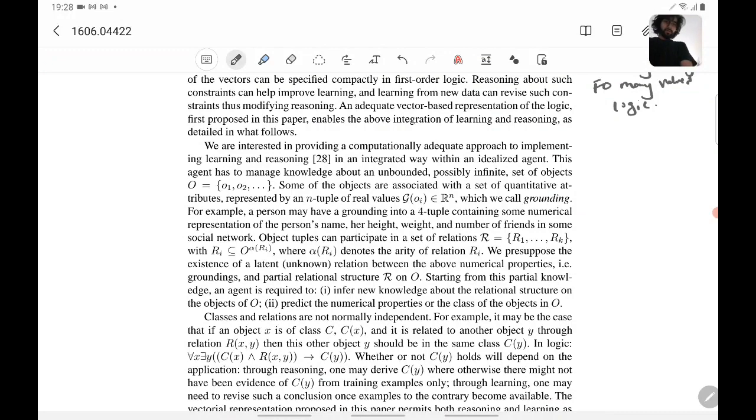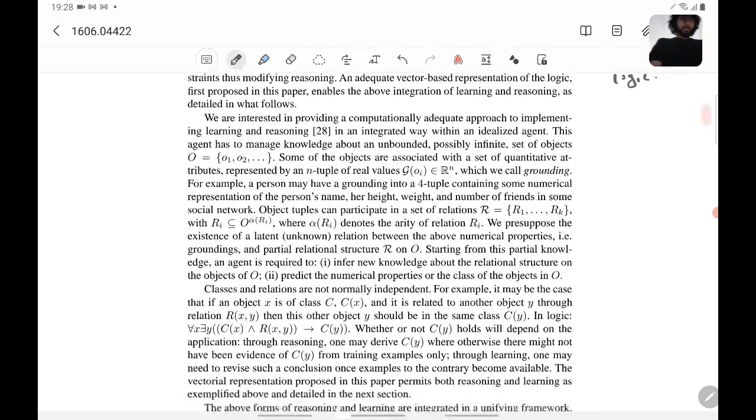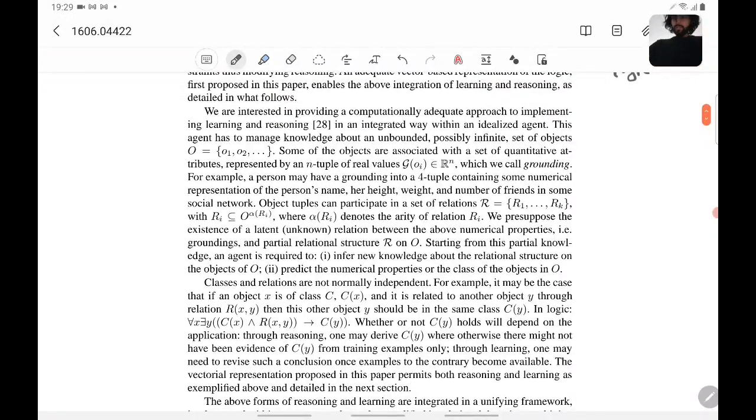Here it goes on defining the problem. So, a quick overview of the problem: there is a set of objects, O, equal to O1, O2, and so on. Some of the objects are associated with a set of quantitative attributes, represented by an n-tuple of real numbers. So each one of the objects is composed of an n-tuple of real numbers.